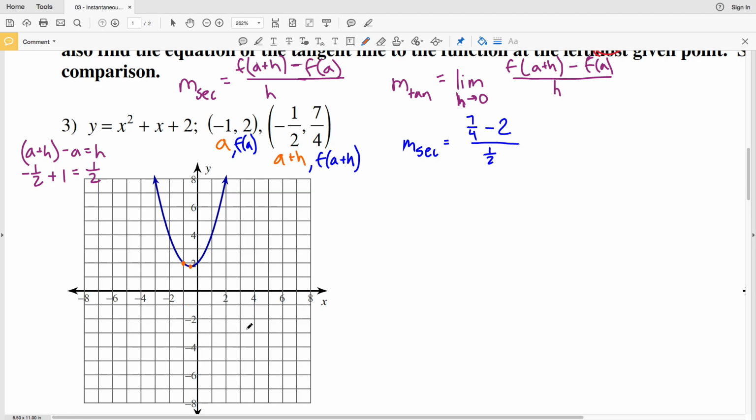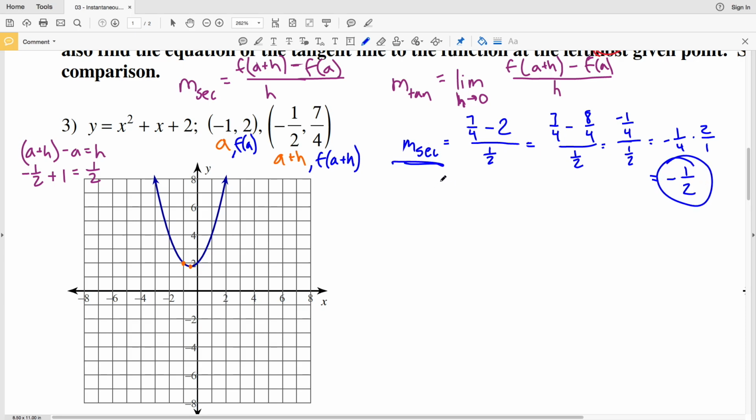So h is 1/2. Now simplifying, we'll have 7/4 minus 2 in terms of 4, that will be 8/4 all over 1/2, which 7 minus 8 is a -1, so I'll have -1/4 divided by 1/2, which equals -1/4 times 2 over 1, which simplifies to -1/2. So the slope of our secant line is -1/2.